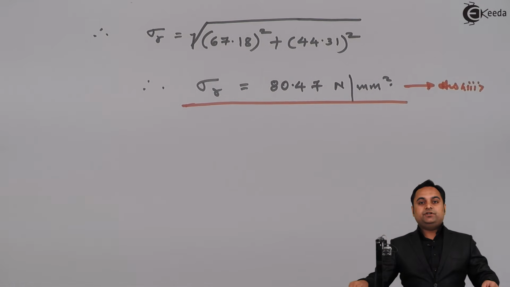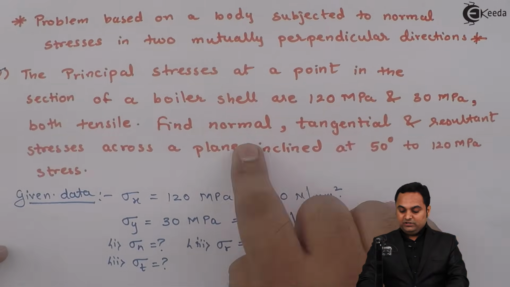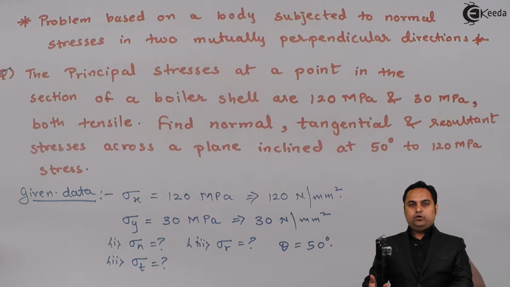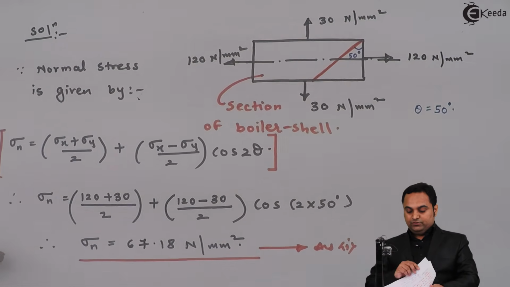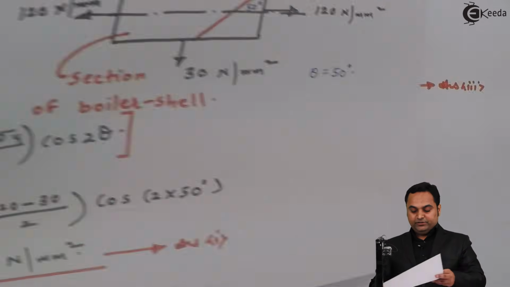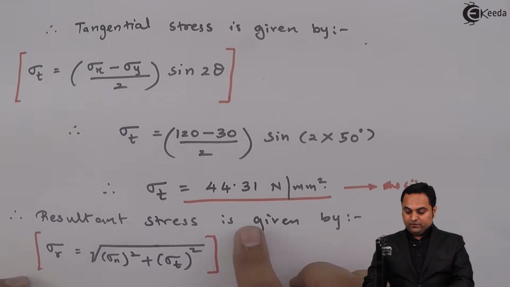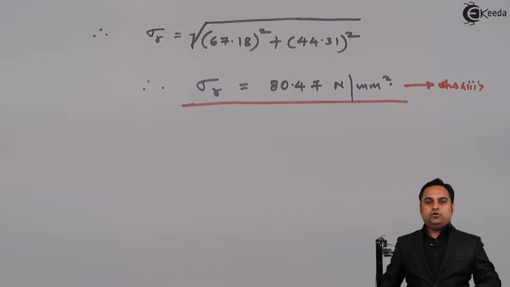So here in this question we were asked to calculate the values of normal, tangential and resultant stresses across the inclined plane, that is the oblique plane which was inclined. So we have found out all the values, starting with normal stress 67.18 Newton per mm square, then tangential stress 44.31 Newton per mm square, and at last resultant stress on the oblique plane. And with this we complete the problem.